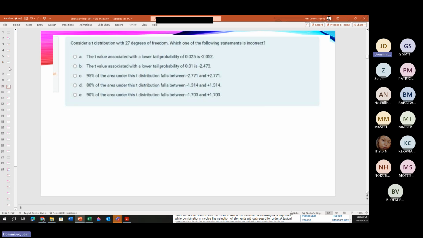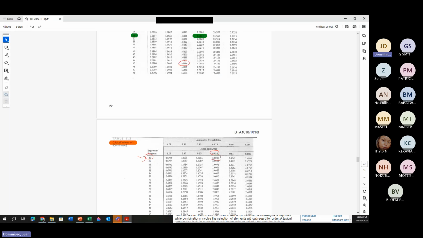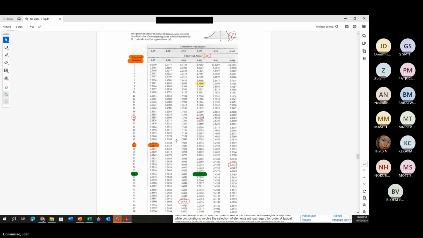And then after that, we will look at something different. So consider a T distribution with degrees of freedom of 27. Which one of the following statements is incorrect? So it's that one again that we have of degrees of freedom 27, and we need to look at it.